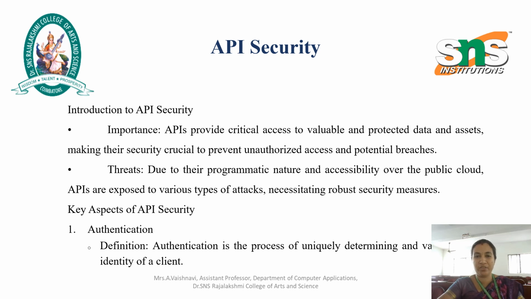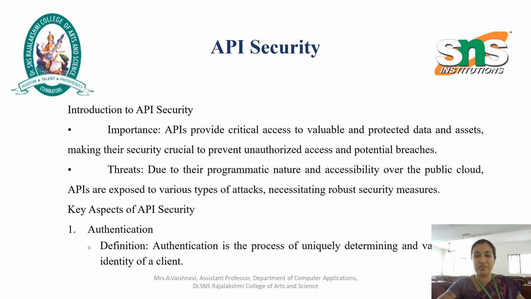We are going to see an introduction to API security. The importance: APIs provide critical access to valuable and protected data and assets, making their security crucial to prevent unauthorized access and potential breaches. Threats: due to their programmatic nature and accessibility over the public cloud, APIs are exposed to various types of attacks, necessitating robust security measures. The key aspects of API security, the first one is authentication.